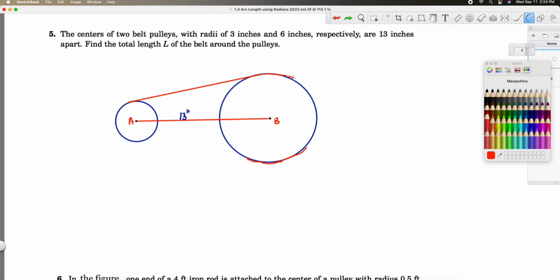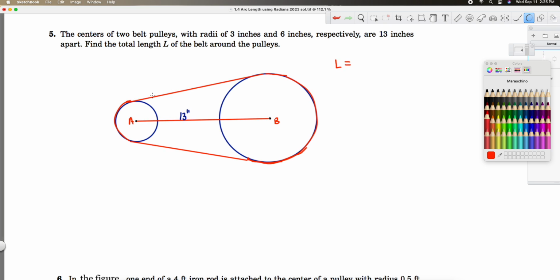Oh my goodness, so hard to do. All right, maybe this tool is easier. Yeah, okay. That's not bad. And then it connects to that pulley, and then we'll continue around. I almost had it. Well, it's going to take me half the time in this video just drawing these arcs. Okay, so there it is. We're looking for L, the length of the belt.